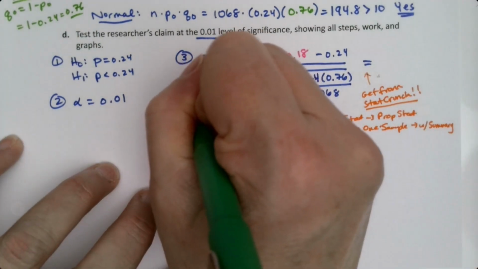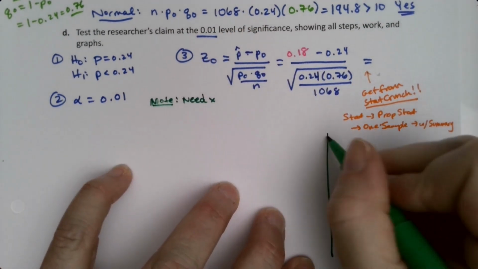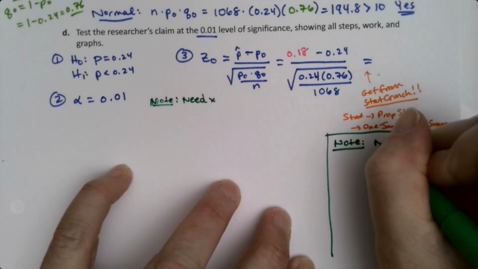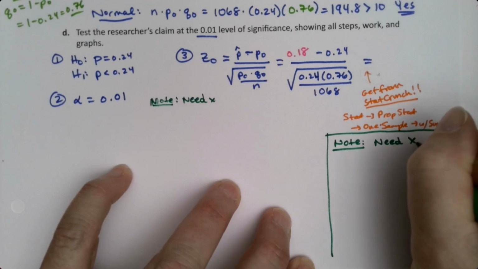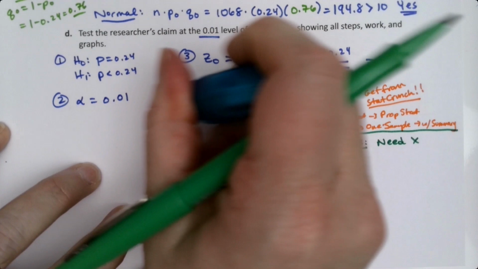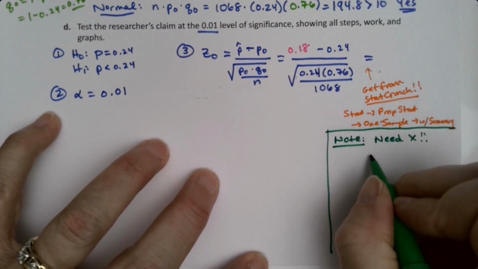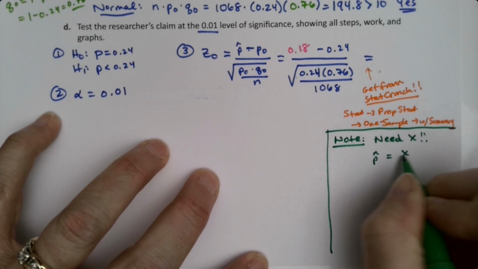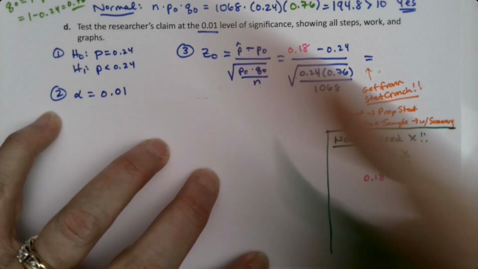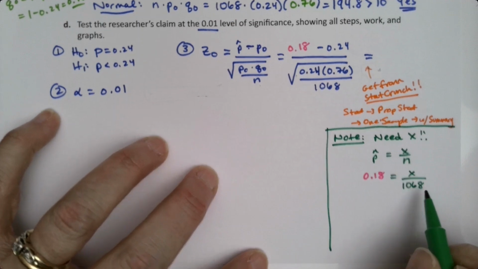We need X. Actually, you know what? I'm going to put it over here. That leaves me some space in there. All right, we need X for StatCrunch or the TI calculator, as a matter of fact. You need it no matter what you're doing. So you need X. Now, how do I find X? Well, I know that P hat is X over N. And I just know that P hat is 0.18. We just said so. And that's X over 1068 because that's my N, my sample size.